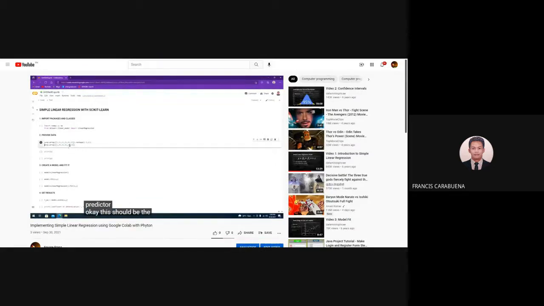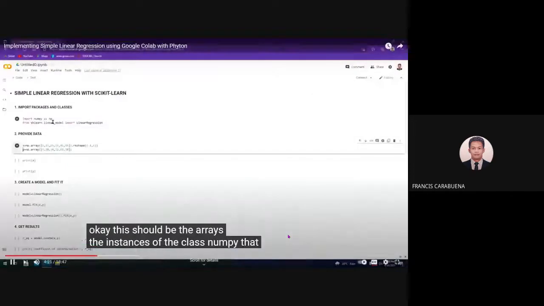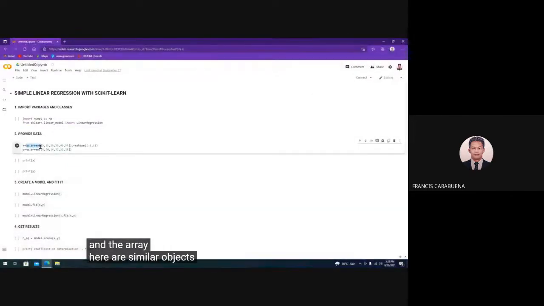Okay, this should be the arrays. The instances of the class numpy.ndarray and the array here are similar objects. This is the simplest way of providing data for regression. So I have here the code.